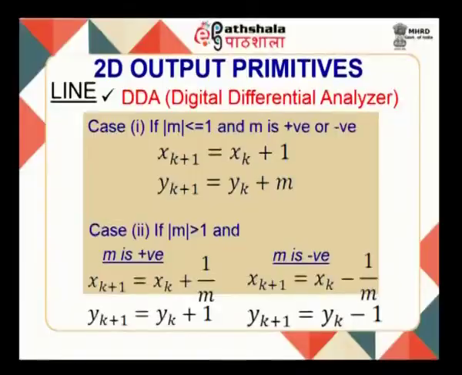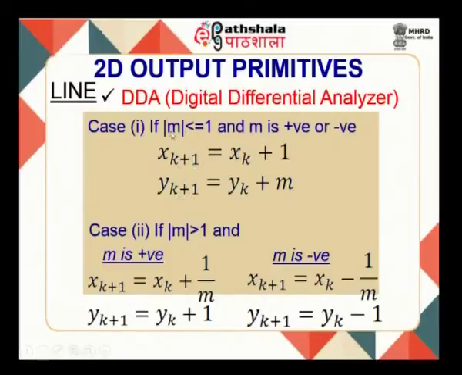So, given the first end point, we start with the first point, which is a known point on the line, and we will be computing the next x and y value, and the next, till we reach the other end point. We indicate the next x value with the notation x k plus 1, and the next y value with the notation y k plus 1, with k plus 1 all in the suffix.